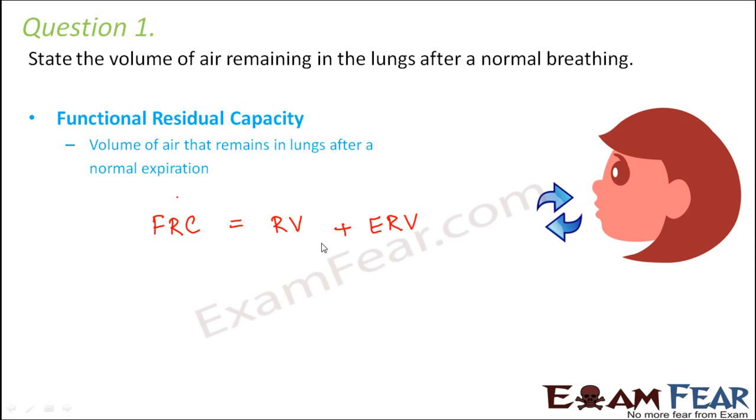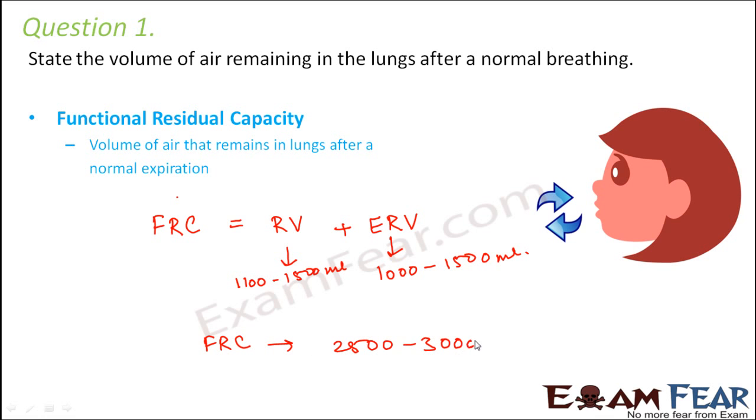Now normally the value of the expiratory reserve volume is around 1000 to 1500 milliliter for a healthy adult human being, and the value of residual volume is approximately around 1100 to 1500 milliliter. So if we try to calculate the value of FRC, this will range between 2500 to 3000 milliliter. So this would be the approximate value of functional residual capacity for a healthy adult.